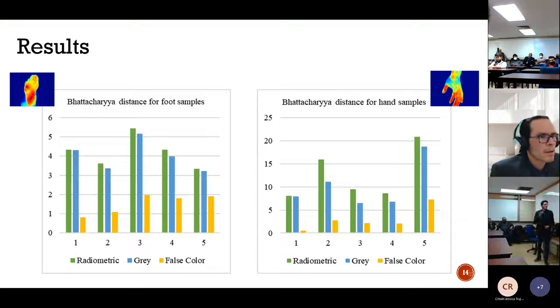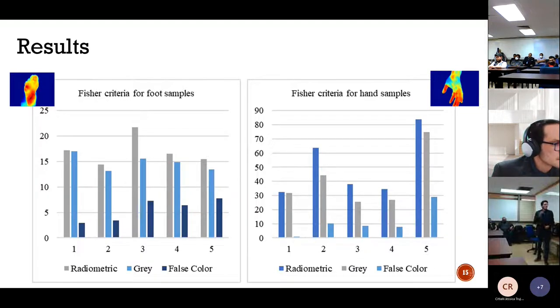Lastly, I present the results for the Bhattacharyya distance. We learned that for radiometric and raw grayscale images, the performance is very similar, versus the false color images, in which we have low performance. The values are near zero, which visually shows how our algorithm failed using color mapped images. And for the Fisher criteria, we have exactly the same situation.